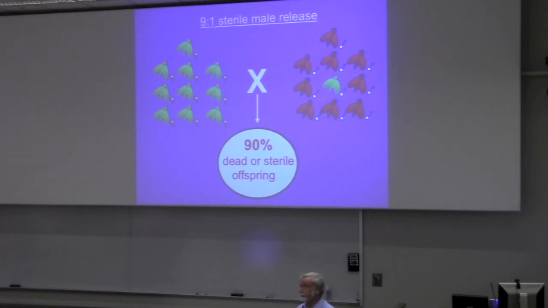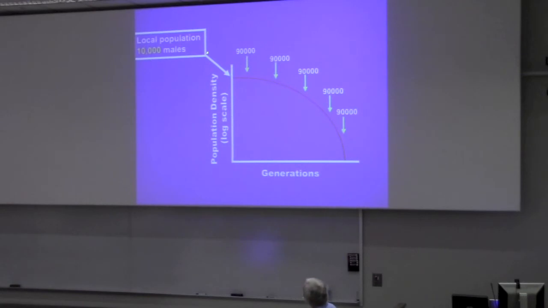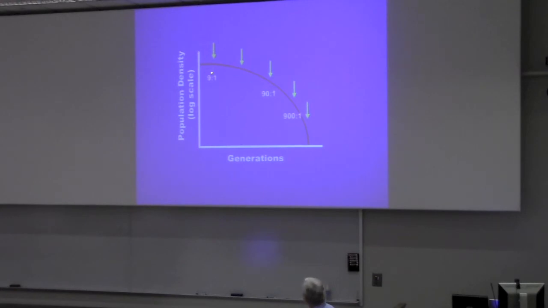So the idea is if you can produce enough of these and flood the normal population with lots of sterile males, so they outnumber the normal males, then with a 9-to-1 ratio mating with these females, you'll wind up with 90% dead or sterile offspring. If you keep doing that, say you had a local male population of 10,000 males, shown here on a log scale of population density, and every generation you're releasing 90,000 of these males, the population goes down steadily and faster as it goes down. The 90,000 in the beginning is a 9-to-1 ratio, but as the population goes down, that 9-to-1 becomes 90-to-1, becomes 900-to-1, so you're having even more and more effect. So it's actually called an inverse density dependent effect.